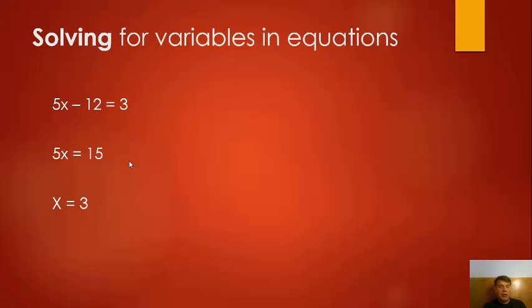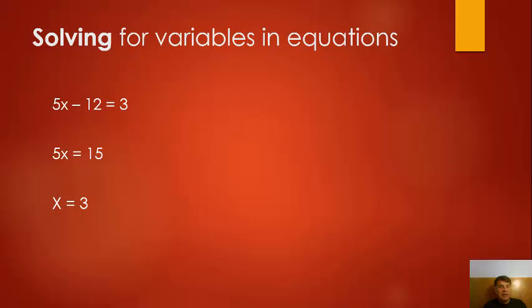So now how am I going to get rid of this 5? I don't want to know what 5x equals. I want to know what x equals. Well, again, I can divide both sides by something as long as I divide both sides by the same thing. So I want to get rid of that 5 in front of the x. How do I do that? Well, I divide by 5, because 5 divided by 5 is 1. And that leaves me with just 1x, which is x.